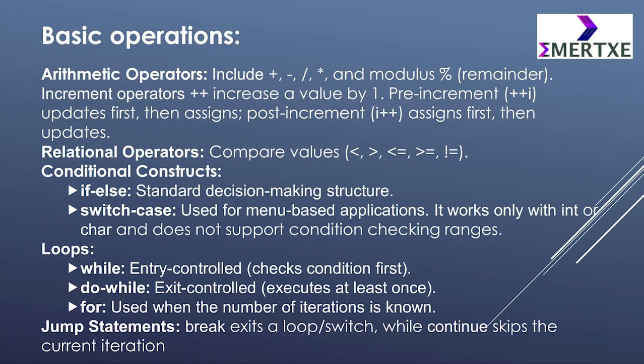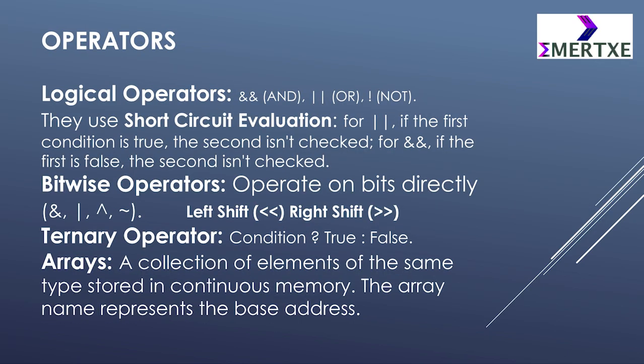And next, logical operators are used to combine or modify conditions in C. AND, OR, NOT operators are represented by symbols. These operators follow the concept of short circuit evaluation. In OR operation, if the first condition is true, the second is skipped. In AND operation, if the first condition is false, the second is skipped.